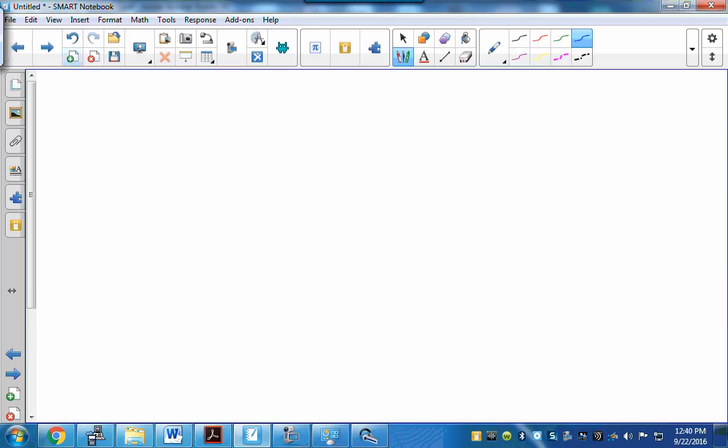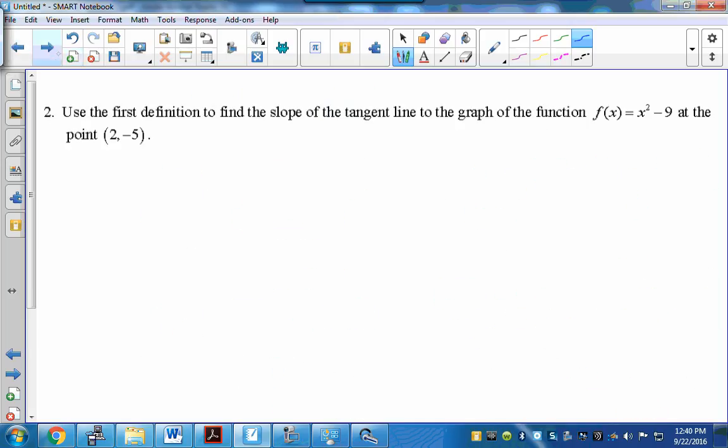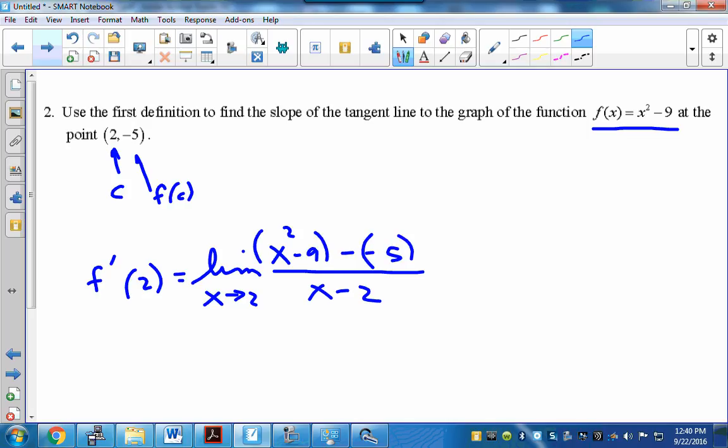So in problem 2, we were asked to use the first definition to find the slope of the tangent line. So f of x is equal to x squared minus 9. This is your c and your f of c. And so we can just write f prime of 2 is a limit as x goes to 2. We have x minus 2. We have the function x squared minus 9. Take away the y coordinate, which was negative 5. Okay, so we work this limit out.